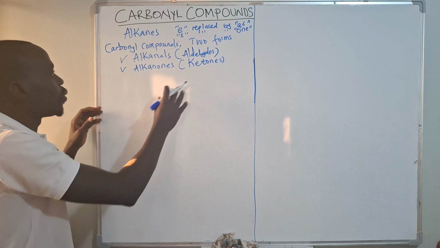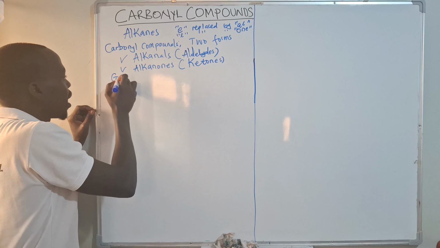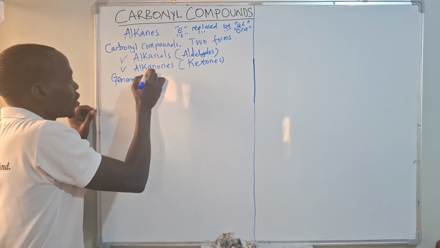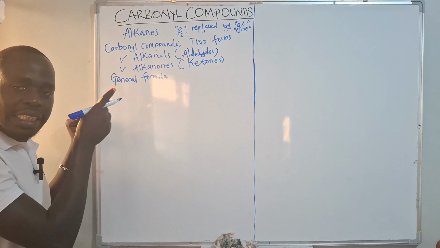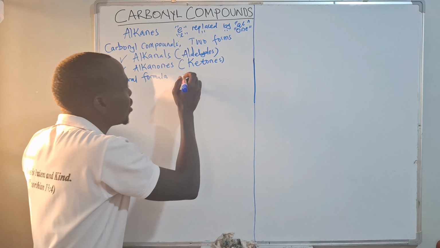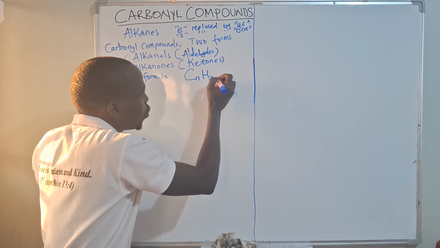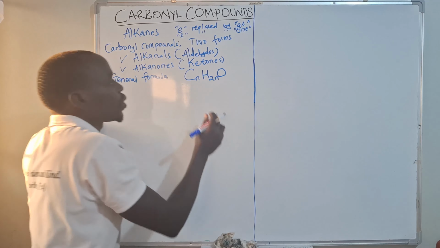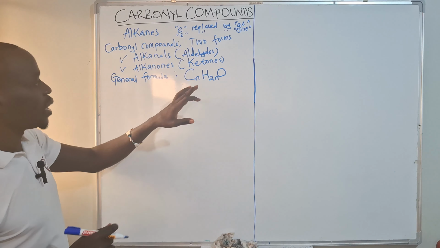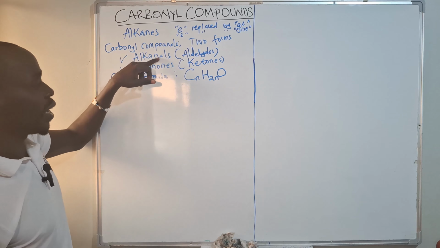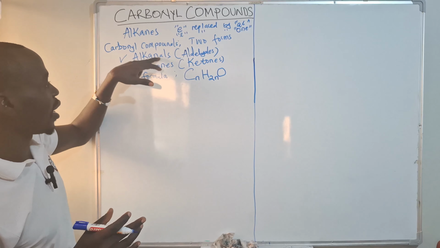We shall be in a position now to see the most important thing here, which is the general formula. So what is the general formula for these carbonyl compounds? The general formula is CnH2nO. This is the general formula for carbonyl compounds. And this one is the same for alkanones and alkanals. That's the most important thing. It is the same for alkanones and alkanals.